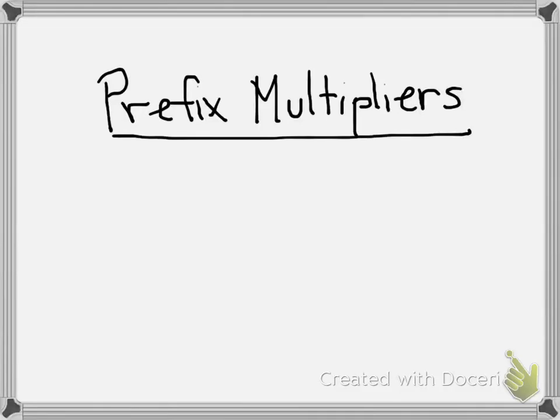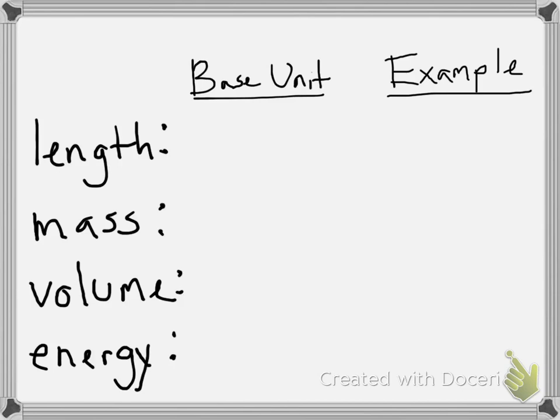In this video, you are going to be learning about prefix multipliers. In chemistry, all of our numbers have units. So we have a unit for length. Our base unit for length is meter. We have a unit for mass. Our base unit for mass is gram. We have a unit for volume. Our base unit for volume is liter. And we have a unit for energy. Our base unit for energy can either be calories or joules.